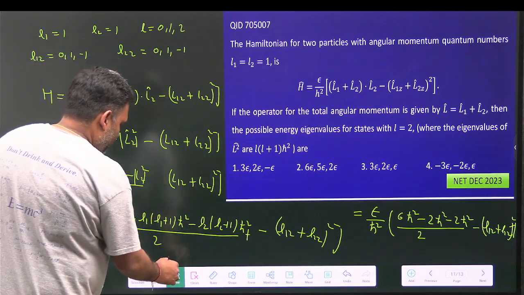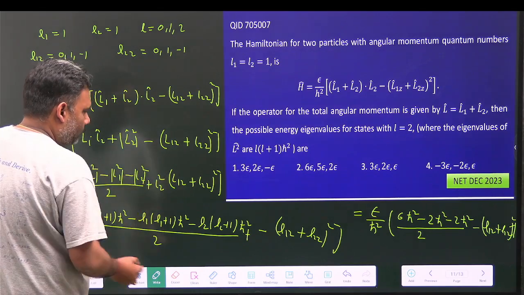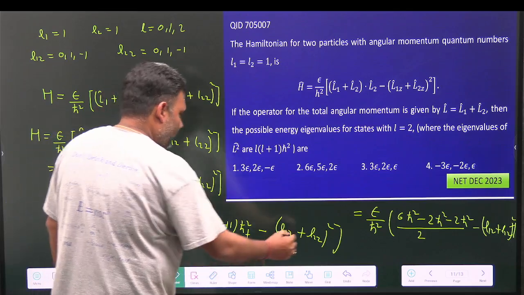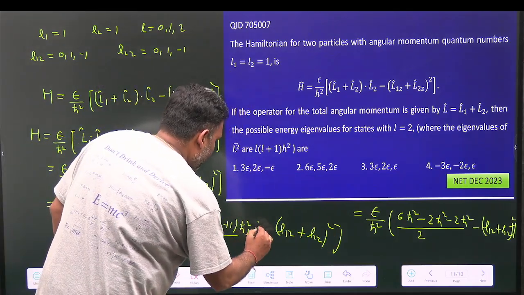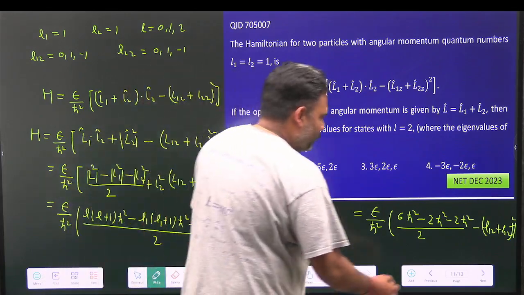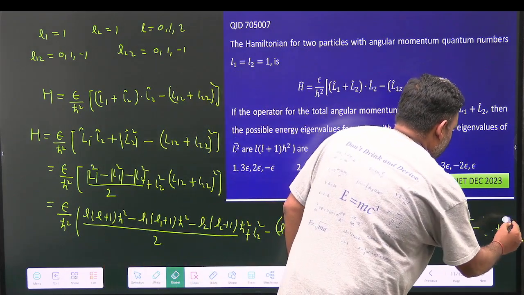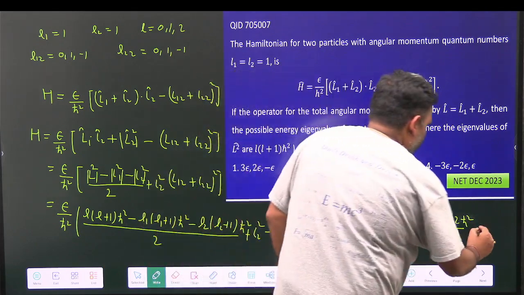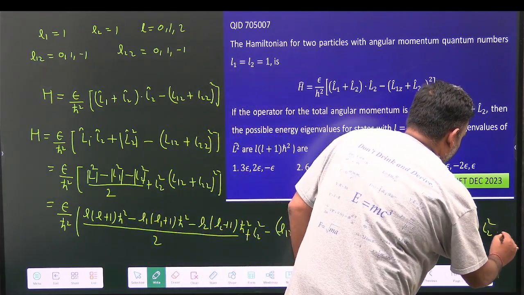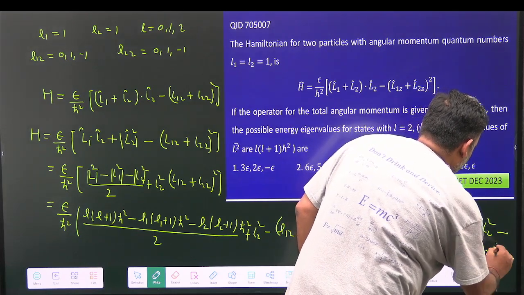So look at here. One more term is there, plus L2 square is also there. So we can just correct it. Plus L2 square minus this term is there. So this value is equal to, just look at here, plus L2 square minus L1Z plus L2Z whole square.